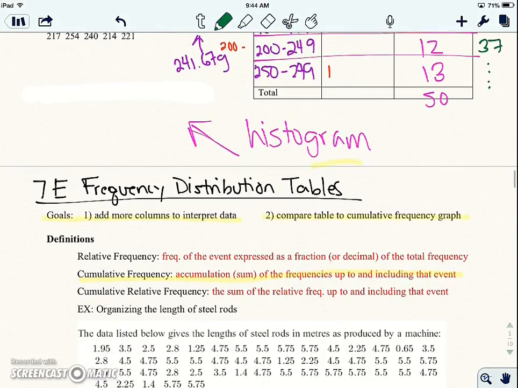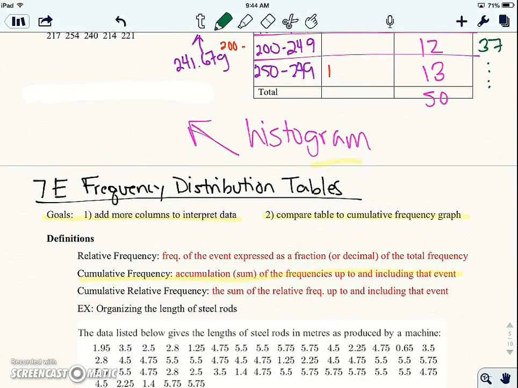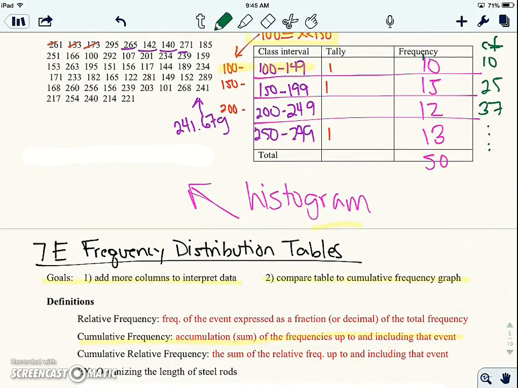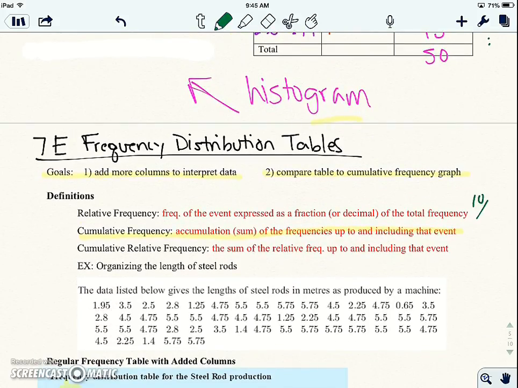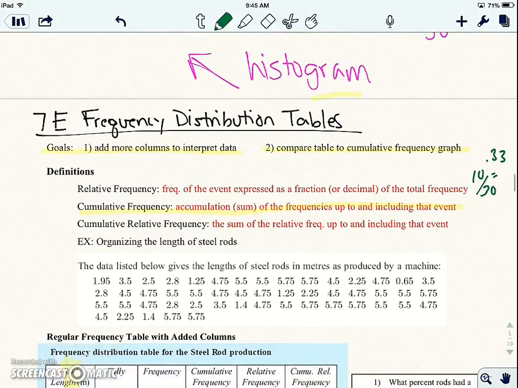That's a cumulative frequency. The relative frequency, and we talked about this before, is the frequency of an event expressed as a fraction. So right here we have 10. The relative frequency would be 10 out of 30, or 0.33, a third. And then the cumulative relative frequency would be adding up all of these percents, and I will show you what I mean by this example.